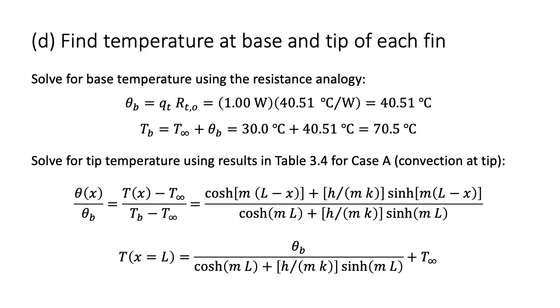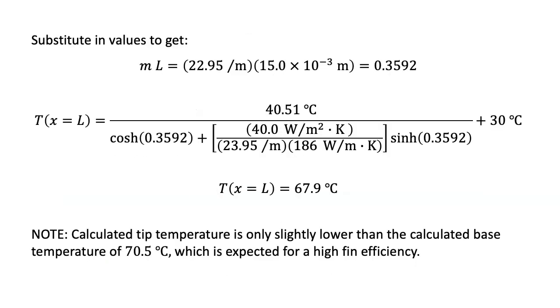To find the temperature at the tip of the fin, we will need to use the results presented in Table 3.4 from a fin analysis that assumes one-dimensional conduction and convection only, or we could repeat the derivation that was shown in lecture. From this table, we select the temperature distribution for case A for convection at the tip and substitute in x equal to L. Substituting in values, we get a tip temperature of 69.7 degrees Celsius. This is only slightly lower than the calculated base temperature of 70.5 degrees Celsius, which is expected for a high efficiency fin.